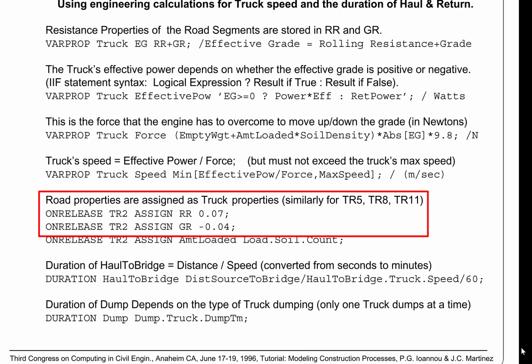While the truck is still inside link tier 2, we assigned to the SaveProp RR the value 0.07 to show that the rolling resistance of the road from the load location to the bridge is 0.07 or 7%. Similarly, the second on-release statement assigns to the truck currently inside the link tier 2 the value negative 0.04, which is negative 4%, to the SaveProp GR of the truck.